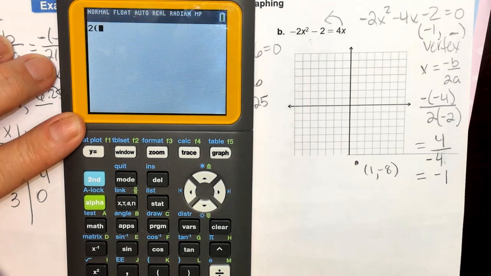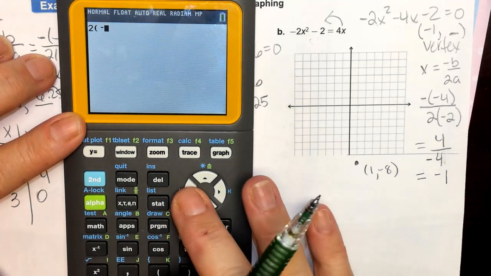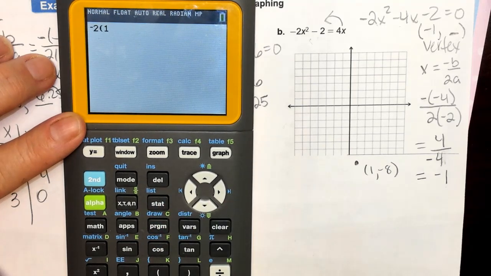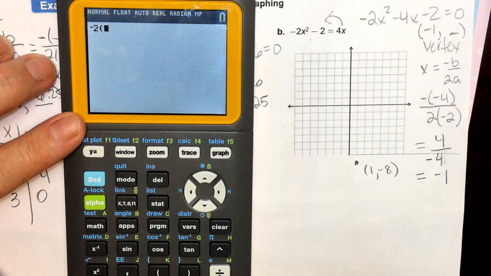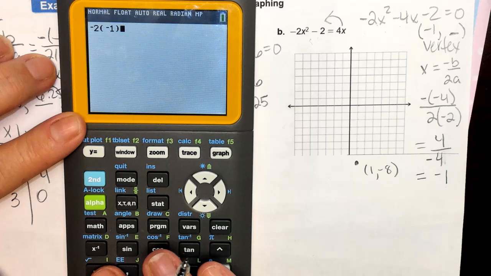All right, 2 times negative 1. Ah, that's a negative 2, lady. I'll get my life together eventually. All right, so negative 2 times our x, which is negative 1, and we are squaring that.